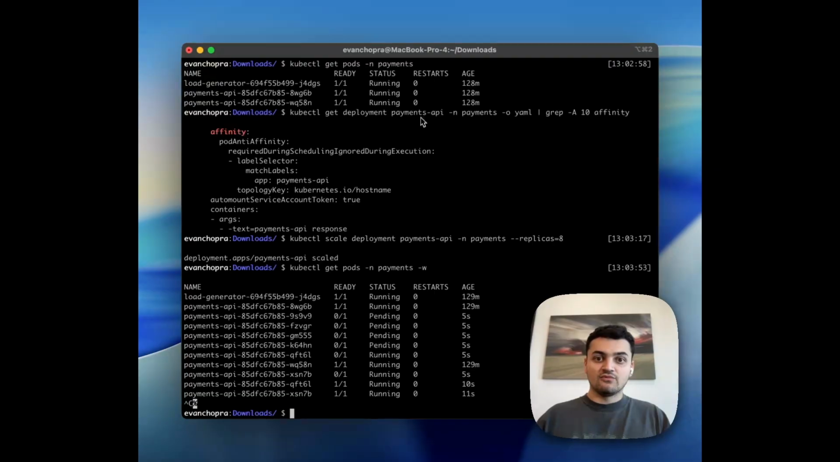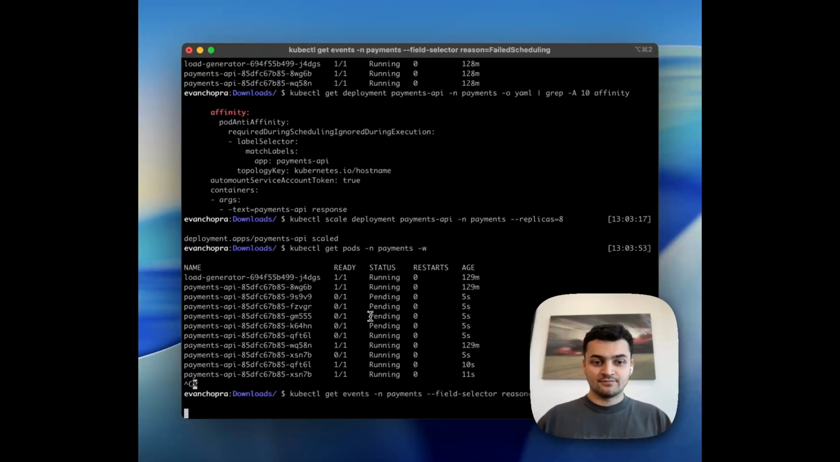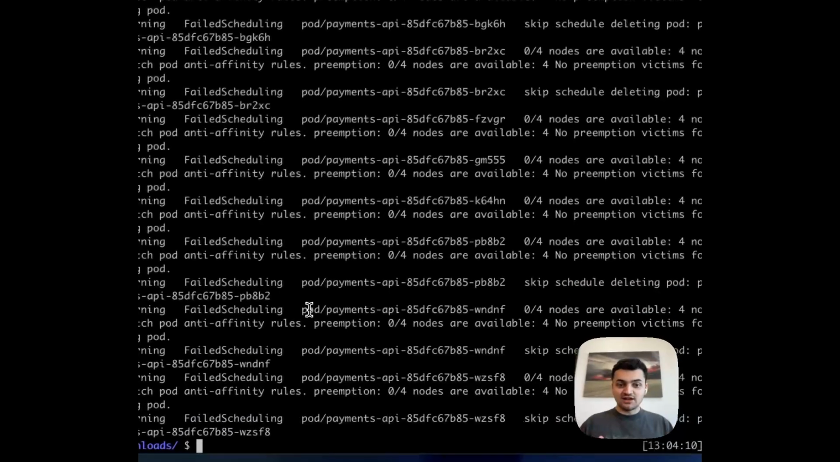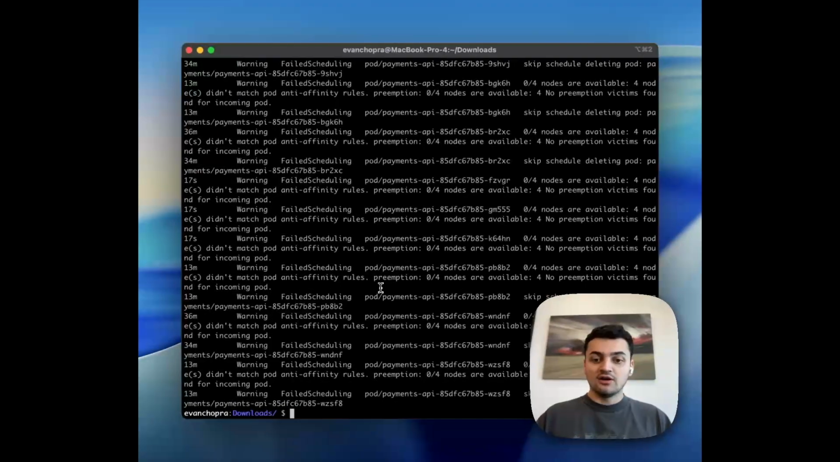To showcase that, we'll look at the events. So you're going to see there's a bunch of failed scheduling errors. 0 out of 4 nodes are available, 4 nodes, no preemption, all this stuff. So the irony here is painful. Anti-affinity was added to improve resilience. Instead, it's causing an outage during the exact moment it was supposed to protect us against. It was supposed to make the payment API pods extremely stable, not dependent on node failures or anything, but now it's causing all these issues.